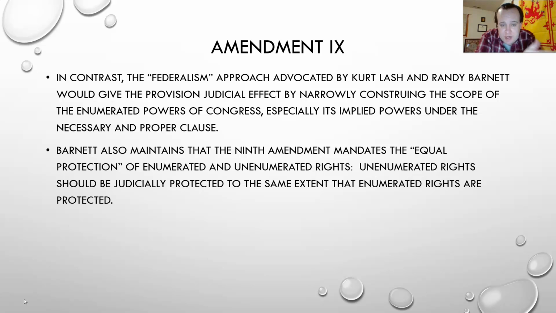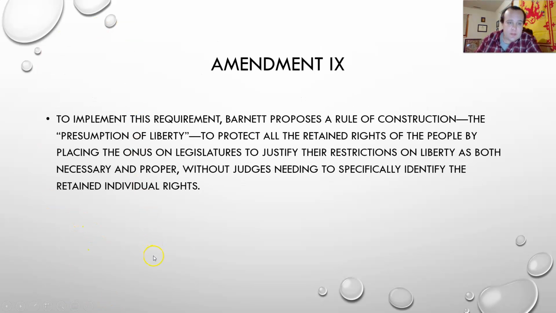So unenumerated rights should be protected to the same extent that enumerated rights are protected in courts. And to implement this requirement, he proposes a rule of construction called the presumption of liberty, to protect all the retained rights of the people by placing the onus, so placing the burden on the state legislatures or the federal Congress to justify their restrictions on the liberty of the people as both necessary and proper, without judges needing to specifically identify the retained individual rights. So leave the judge out of it. It's up to the Congress or the state legislatures to tell the people why they can't have this liberty anymore. The judges don't need to specifically be identifying individual retained rights.